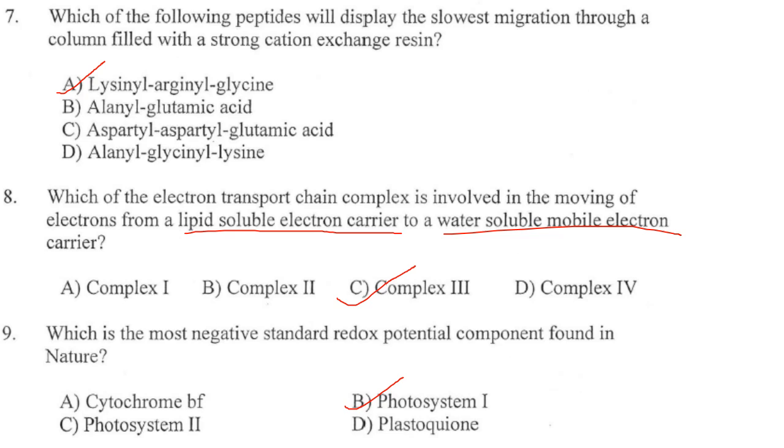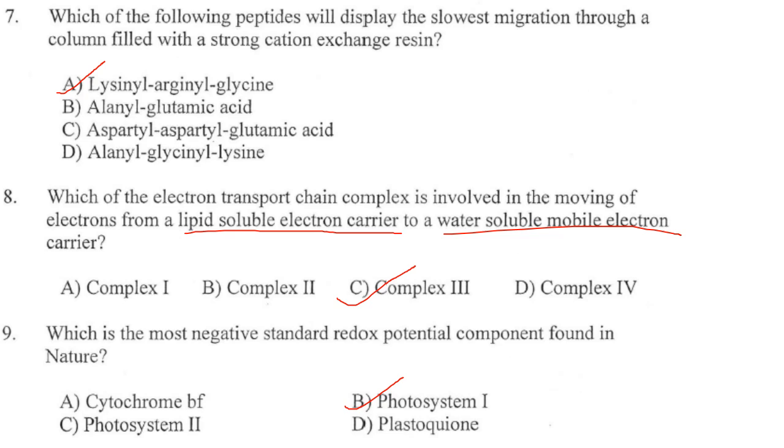Which of the electron transport chain complexes is involved in moving electrons from a lipid-soluble electron carrier to a water-soluble mobile electron carrier? Here, the lipid-soluble electron carrier is ubiquinone and the water-soluble electron carrier is cytochrome C. So you have to see, in the electron transport chain, which complex is involved in moving electrons from ubiquinone to cytochrome C. And the answer here is option C, that is complex 3.